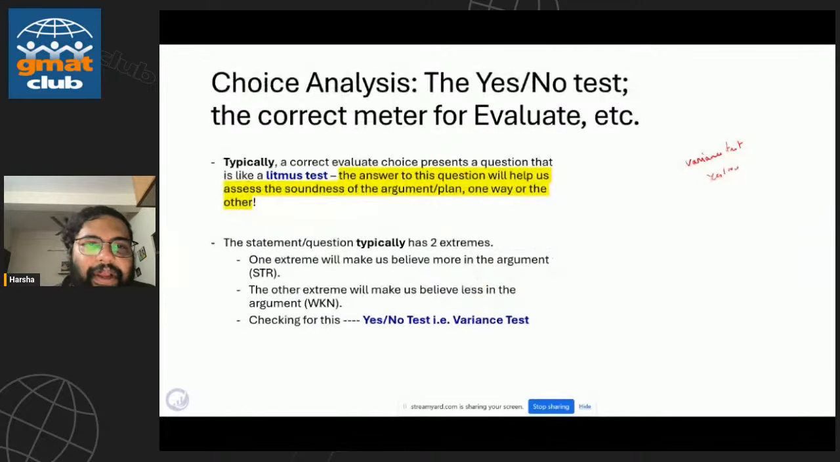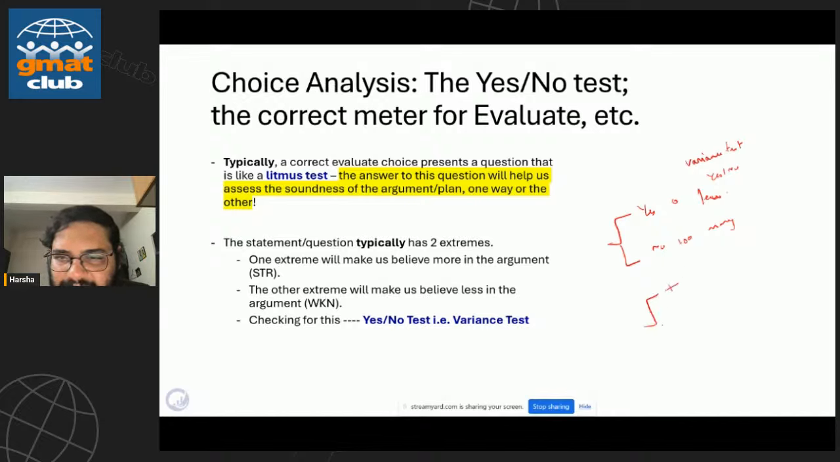One way or the other, you're getting a better understanding of the argument. That's what's happening here. So typically, your evaluate answer choices can be taken to two extremes. Sometimes it's yes, no. Sometimes it's 0, 100. Sometimes it's few, many. You get the gist. But what happens at those two extremes? If it's a correct choice, typically one side will strengthen your belief in that argument or plan, the other side will weaken your belief in the argument or plan. And this is what we call the yes no test. If this is happening, that's a very good candidate for correct answer.